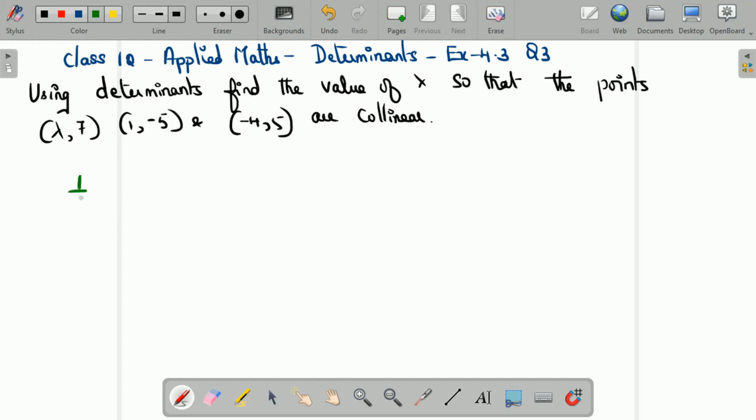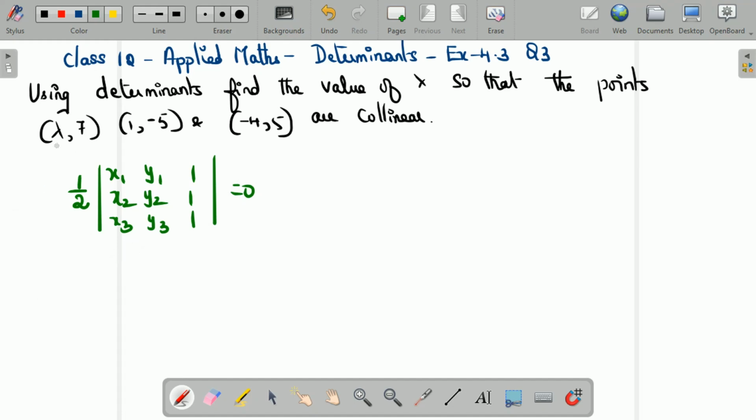So let's put the area of the triangle formula. This is half into the determinant of x1, y1, 1, x2, y2, 1 and x3, y3, 1, which is equal to 0. Now, if we take 2 to the other side, it will just be the determinant of this value is going to be equal to 0.